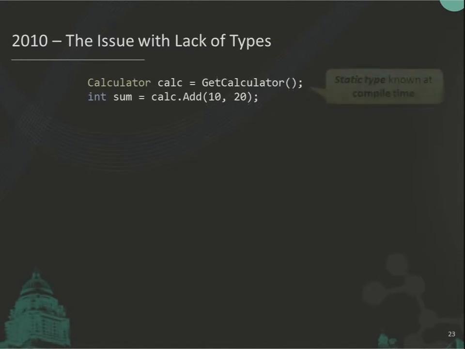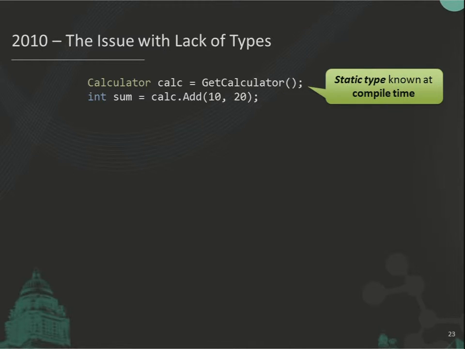So let's take a look. The issue is the following. Say that you have a static type called calculator, then you can just write the following piece of code. Given a calculator of static type calculator, I can do .add, and I will see IntelliSense telling me there is an add method. I can pass in 10 and 20, I can compile. The compiler is all happy because I know there is an add method. And ultimately, the code just runs.